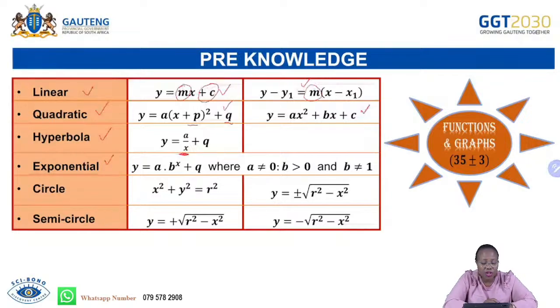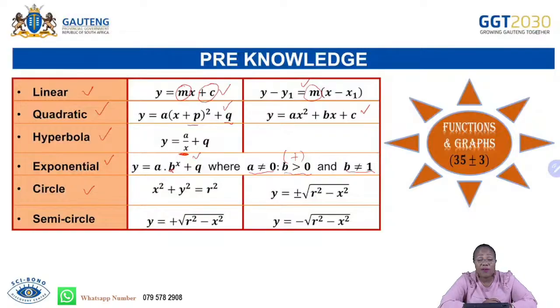With the exponential graph the original equation is y equals a multiplied by b to the power x plus q, where a must not be equal to 0. It is restricted that the value of a cannot be 0. And the b value must be greater than 0. That means it must always be positive, grade 12. And b must not be equal to 1. It cannot be 1.